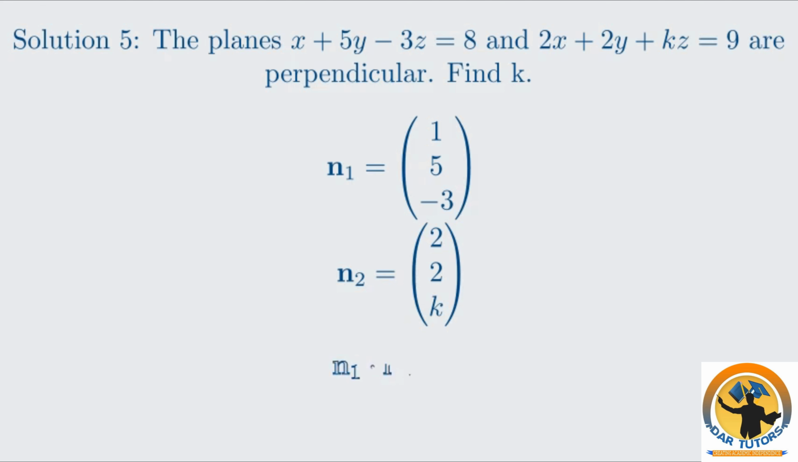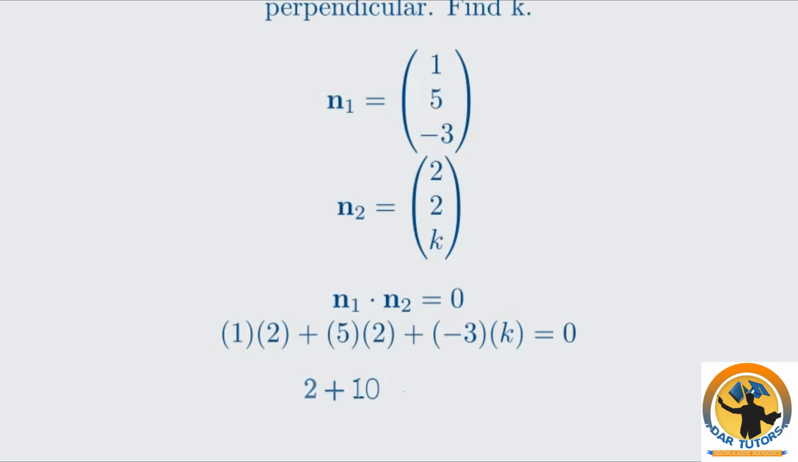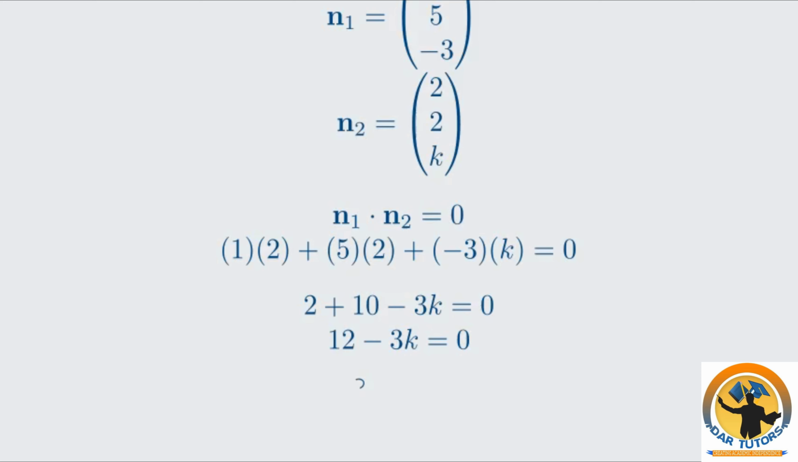We set the dot product n1 · n2 equal to 0. This gives us 1 times 2 plus 5 times 2 plus negative 3 times k equals 0. Simplifying the equation, we get 2 + 10 - 3k = 0, which is 12 - 3k = 0. Solving for k, we find that k equals 4. This confirms our earlier result.